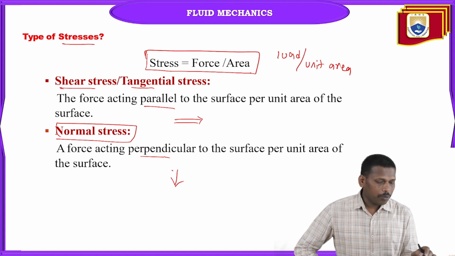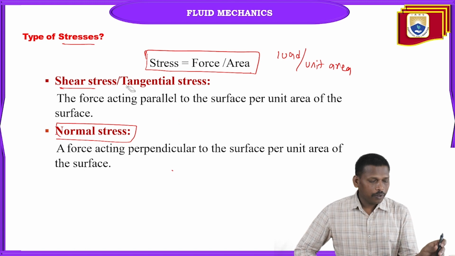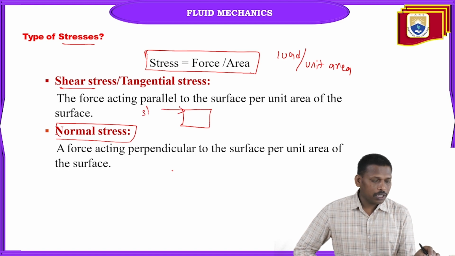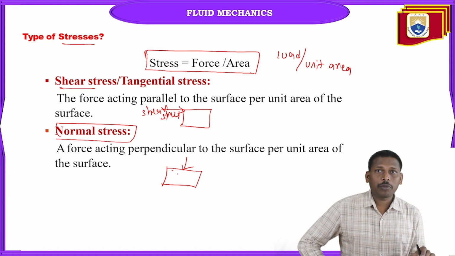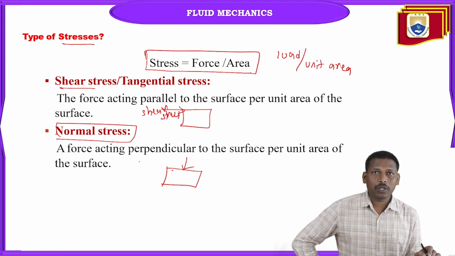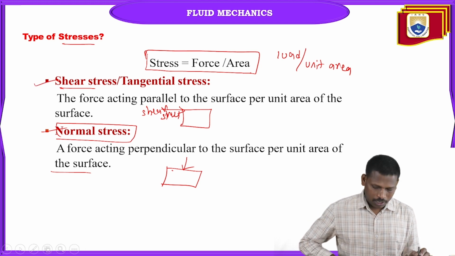For example, if you take any body, I'm just considering some solid here. Shear stress acts parallel to the body, whereas the normal stress acts perpendicular to the surface, per unit area of the surface. This is about the normal stress as well as shear stresses.